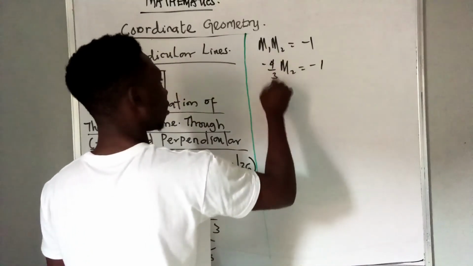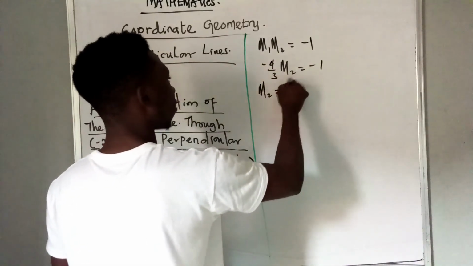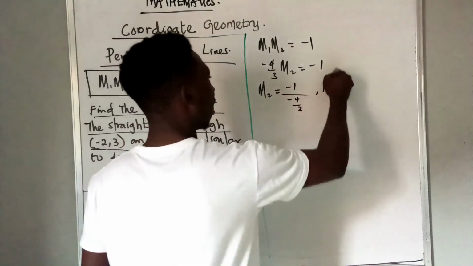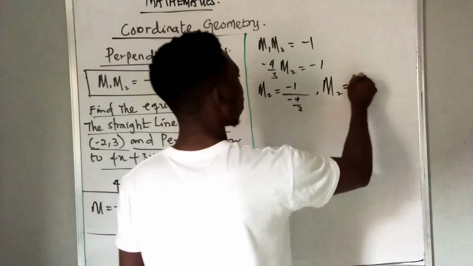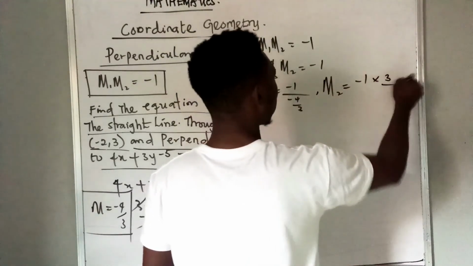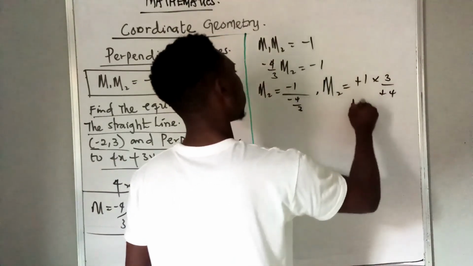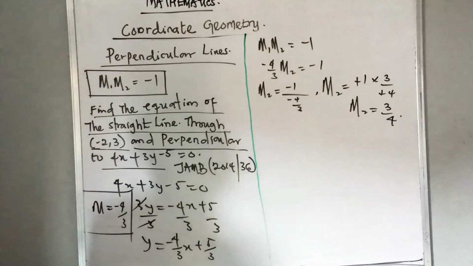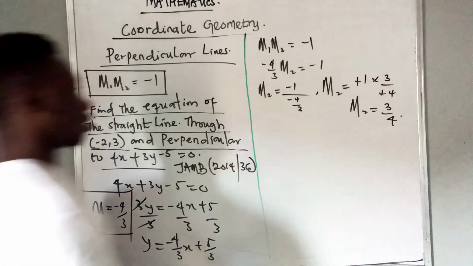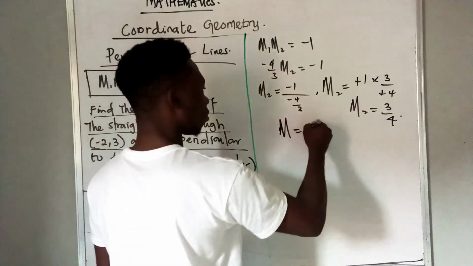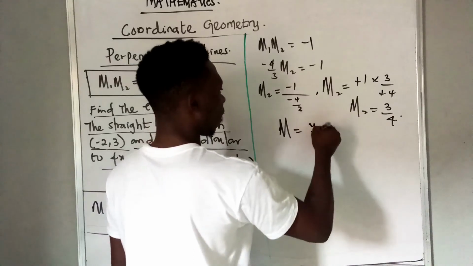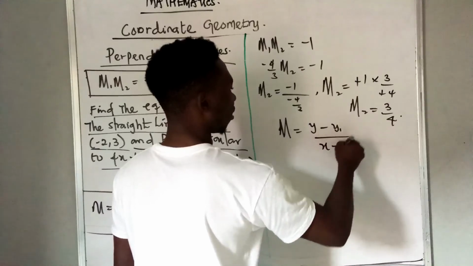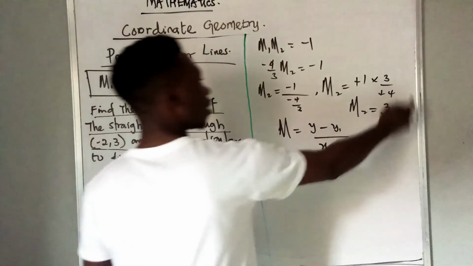Times m2 is equal to minus 1. So divide both sides. So m2 is equal to minus 1 divided by minus 4 over 3. So m2 is equal to minus 1 times 3 over minus 4, where this cancels. So m2 is equal to 3 over 4. Having gotten this as 3 over 4, don't forget that m is equal to y minus y1 over x minus x1. So our slope here is 3 over 4.